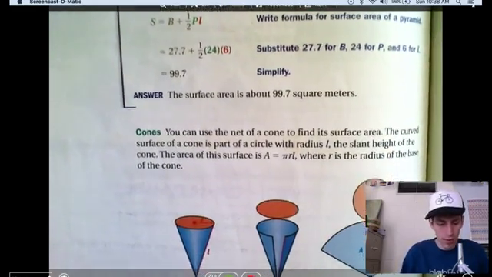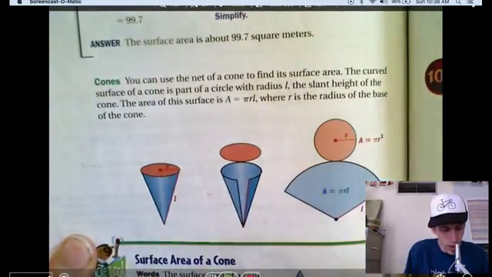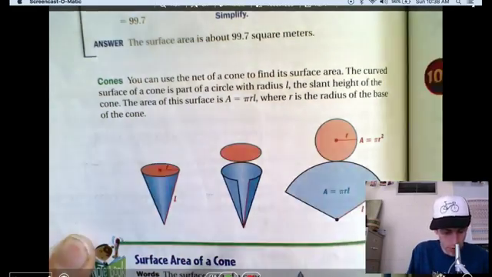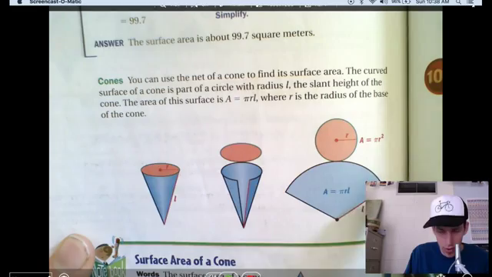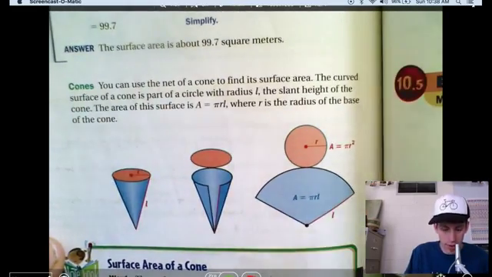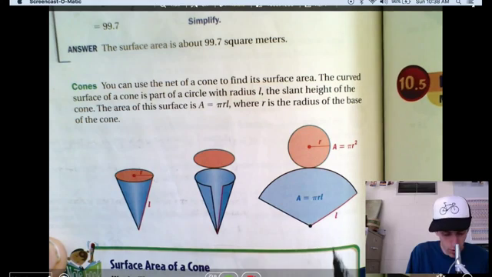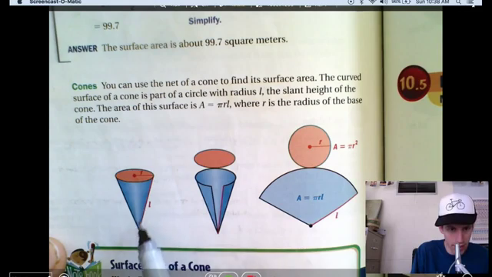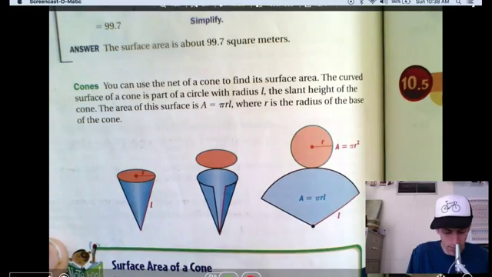Let's go to the formula for a cone. You can use the net of a cone to find its surface area. Here's the net, right? The curved surface of a cone is part of a circle with radius L. So this blue shape right here is part of a bigger circle, isn't it? A bigger circle with radius L. This is the original slant height of that cone, isn't it? Okay, but that's the radius of this thing.